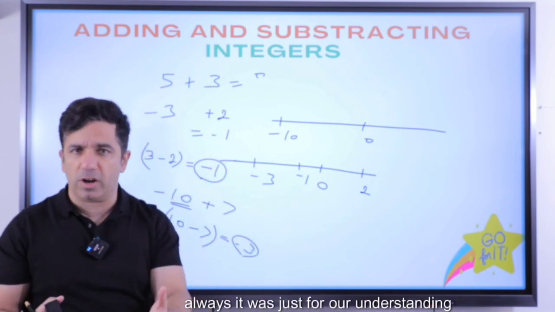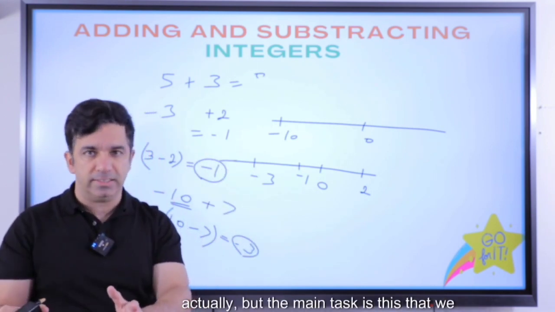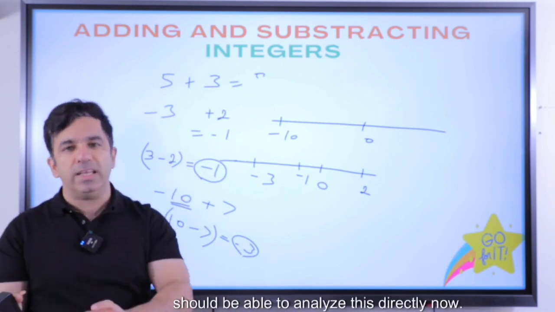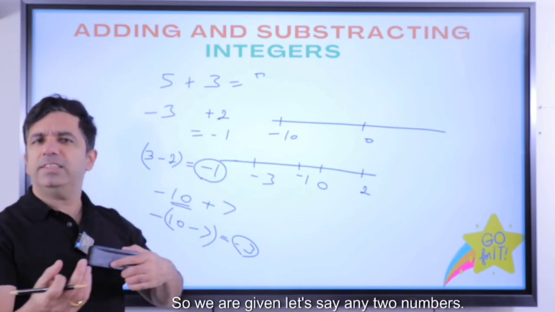But we don't have to go to this number line always. It was just for our understanding actually. But the main task is that we should be able to analyze this directly now. So we are given, let's say, any two numbers.